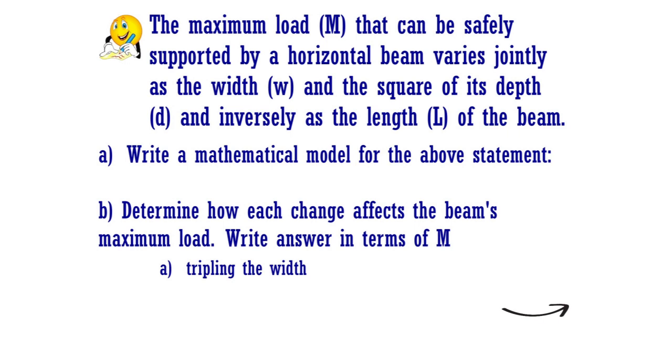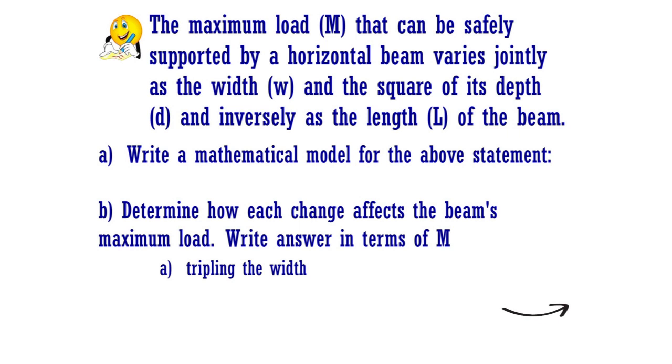If you make it wider and you make it deeper and it's more stout, then as those get bigger, so will the maximum load. It'll be able to hold more. But it's going to vary inversely as the length of the beam. As that beam gets longer, it starts to sag in the middle. It's not able to hold as much. So that's why it's inverse. Okay, it says write a mathematical model for the above statement. Can do. Here we go.